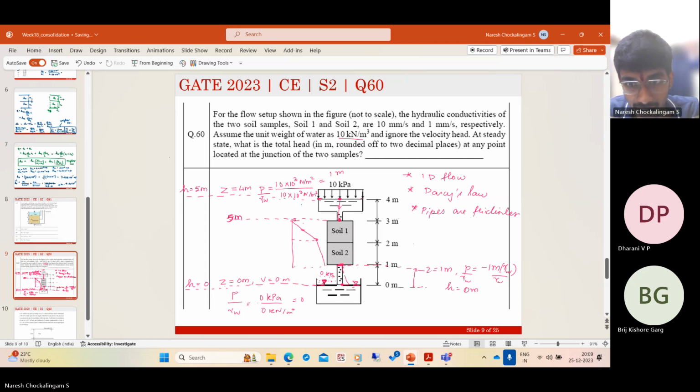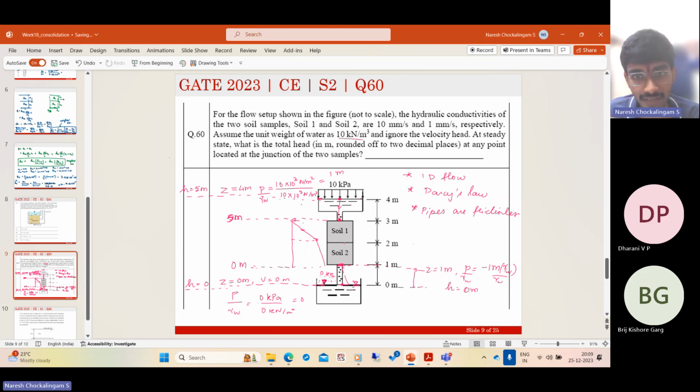Is that okay? Yes, sir. So the pressure head here is -1. The elevation head here is 1. Therefore, the total head here is 0. So the total head loss across the soil samples is 0. Okay, so that is fine.